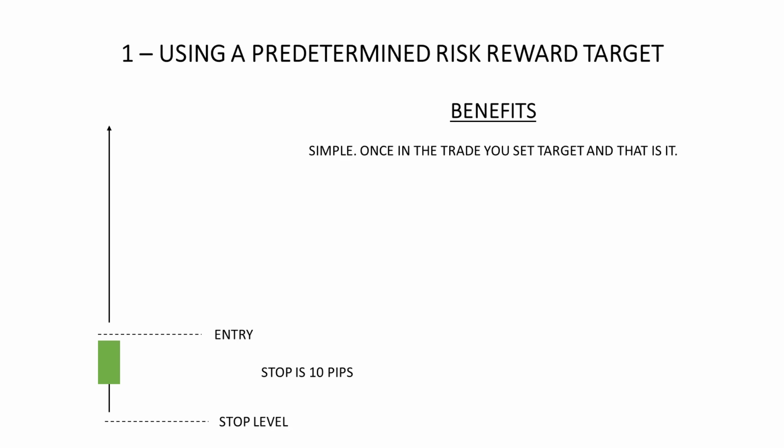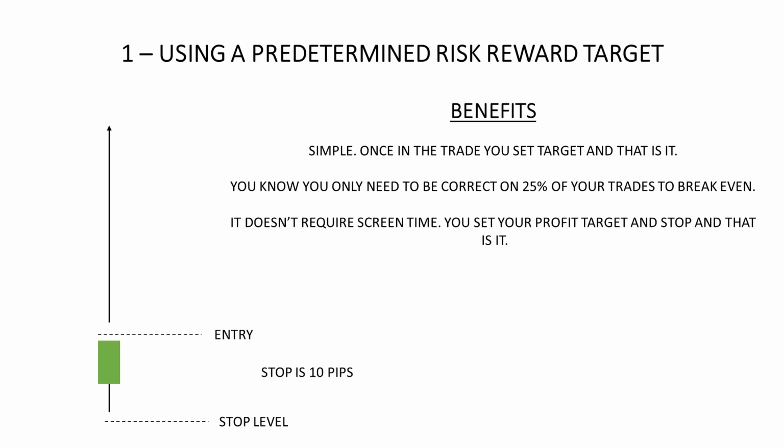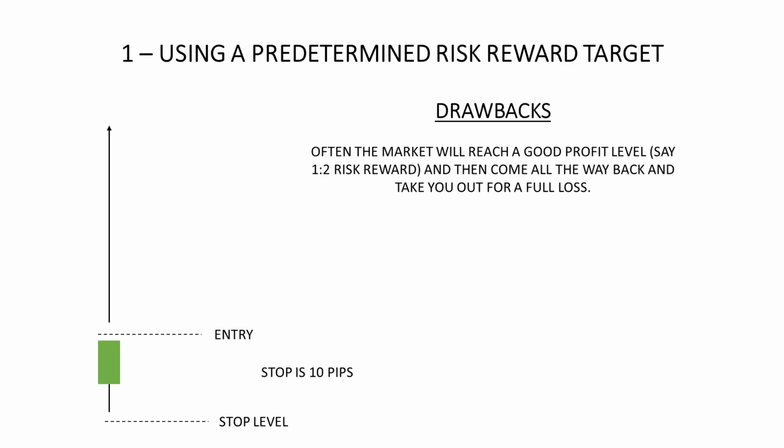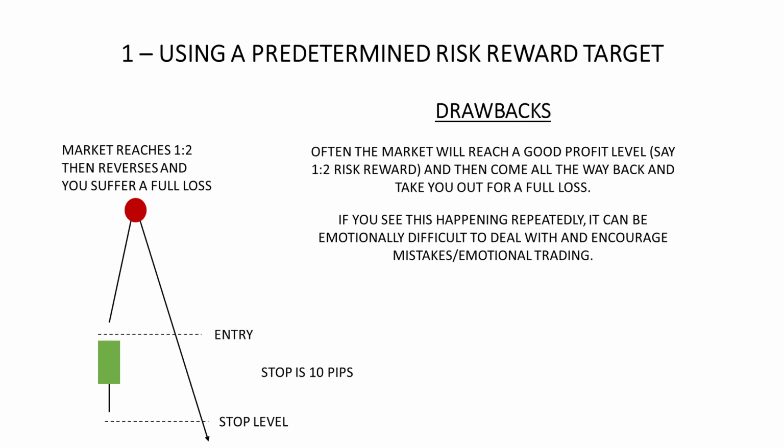What are the benefits of this method? It is simple. Once in the trade, you set target and that is it. You know you only need to be correct on 25% of your trades to break even. It doesn't require screen time. You set your profit target and stop, and that is it. What about drawbacks? Often, the market will reach a good profit level, say 1 to 2 risk reward, and then come all the way back and take you out for a full loss. If you see this happening repeatedly, it can be emotionally difficult to deal with and encourage mistakes or emotional trading.